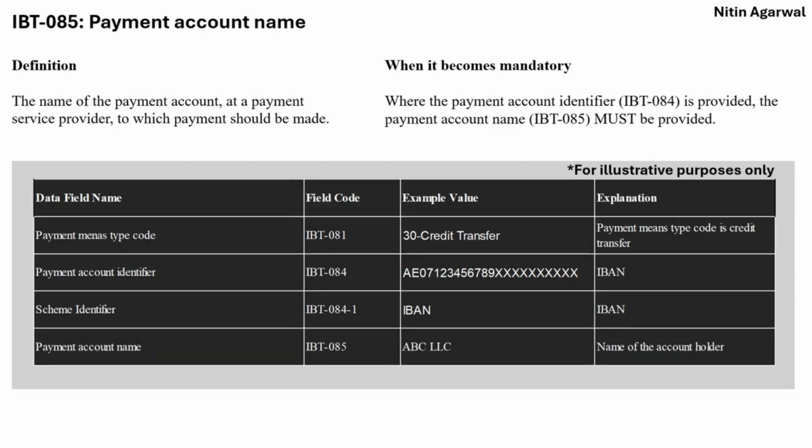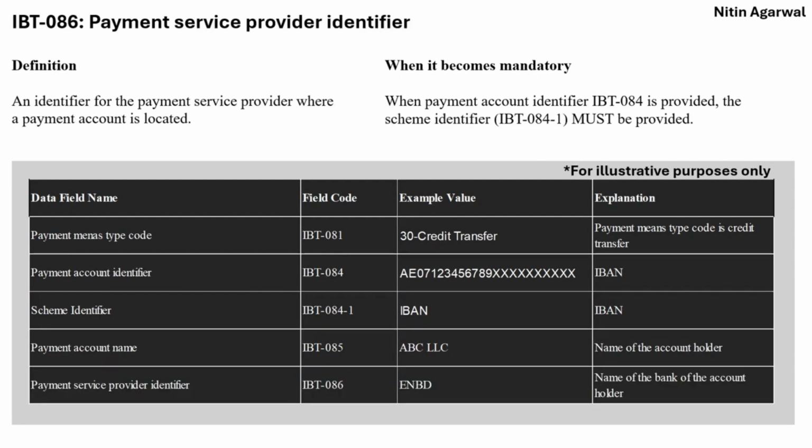The payment account name captures the name of the account holder, person or entity, to whom the payment will be made. In the example on the slide, the payment account name under IBT 085 has the value ABC LLC. The payment service provider identifier identifies the service provider where a payment account is located. This could be a bank, for example. From our previous example, ABC LLC has its account in ENBD, and the payment service provider identifier is therefore ENBD.